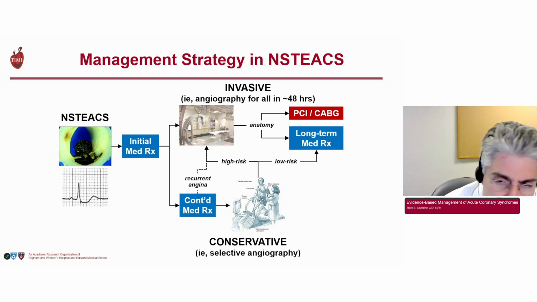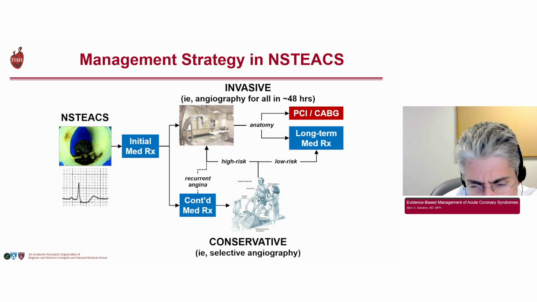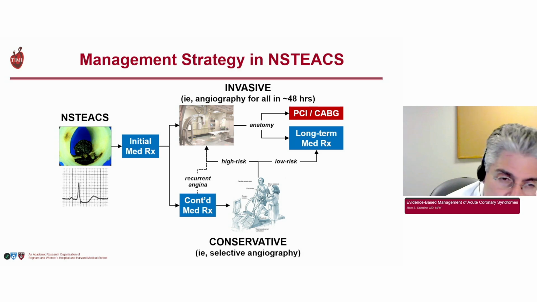Now, what about non-ST elevation ACS? This is in some ways trickier because it's not protocolized that they immediately need to go to the cath lab. So on the left, I show you the same snippet there of a coronary artery, plaque rupture, subtotal occlusion. At that point for these patients, they can get some initial medical cocktail. We'll talk about that in a little bit with antithrombotic therapy and other therapies.